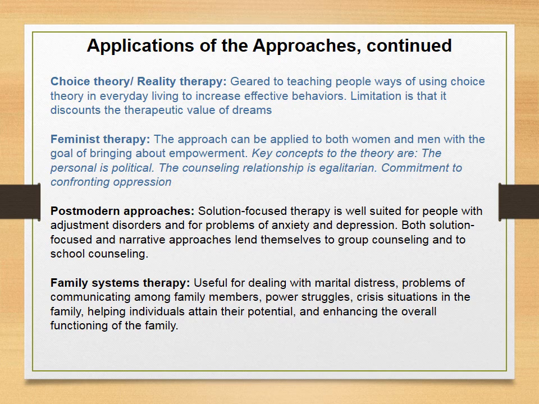Family systems therapy is useful for dealing with marital distress, problems communicating among family members, power struggles, crisis situations in the family, helping individuals attain their potential, and enhancing the overall functioning of the family. And usually by the time a family makes it to family therapy, there is either a full-fledged crisis occurring or there is some significant breakdown in the family unit. So again, the key for family therapy is to regain a fully functioning family dynamic.